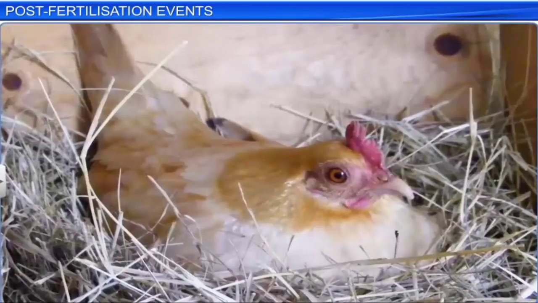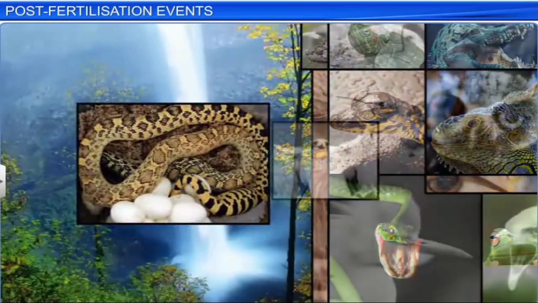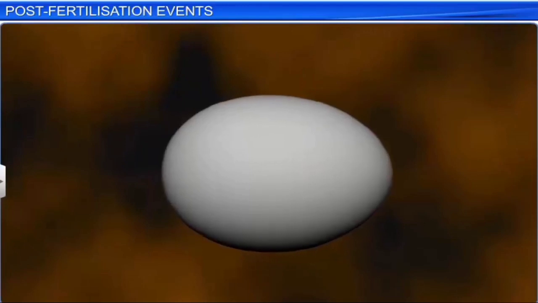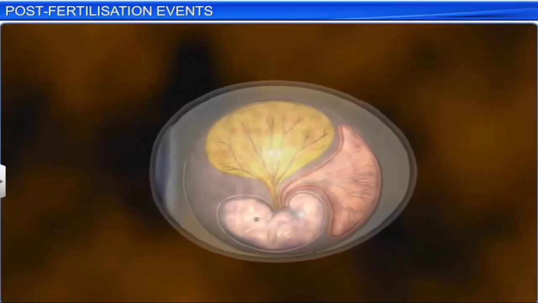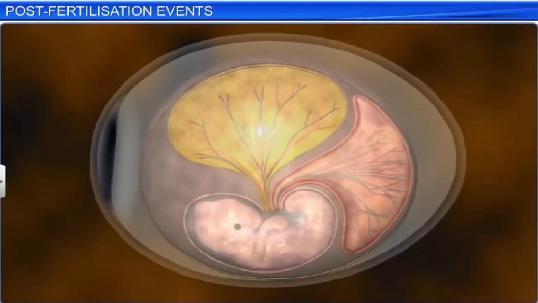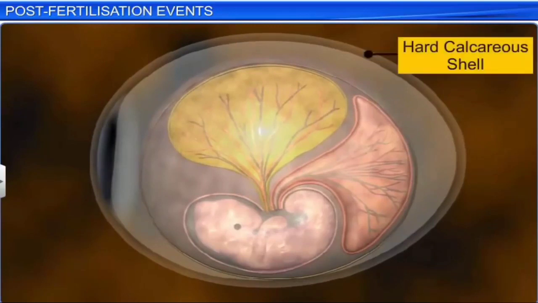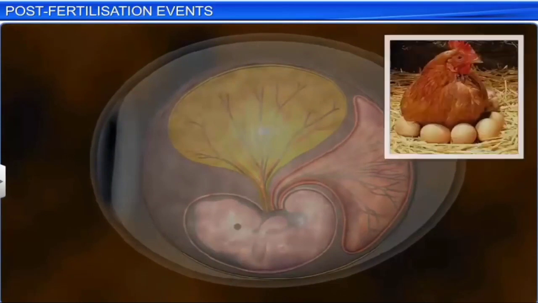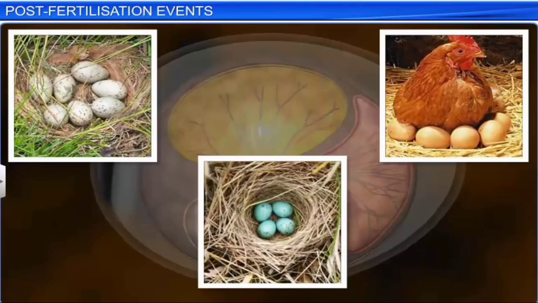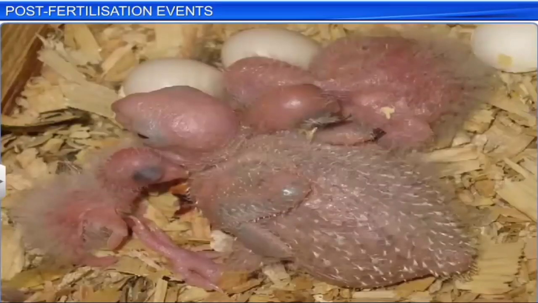In oviparous or egg-laying animals, such as reptiles and birds, the process of embryogenesis takes place outside the body of the female, that is, in eggs laid by these animals. The eggs, covered by a hard calcareous shell, are usually laid in a sheltered place such as pens and treetops to keep them safe from the prying eyes of predators. Once the incubation period is over, the young ones hatch from these eggs.